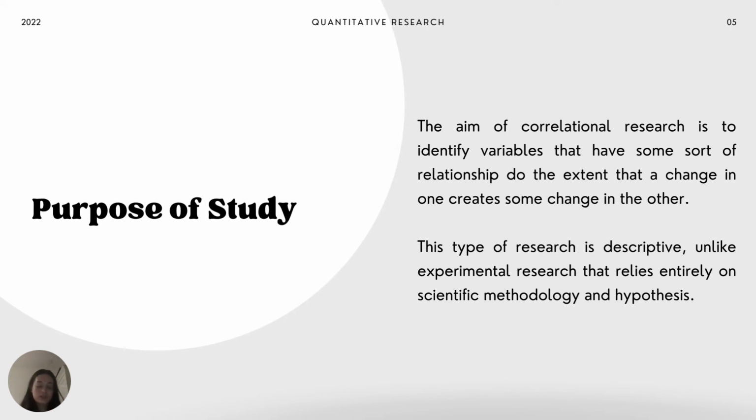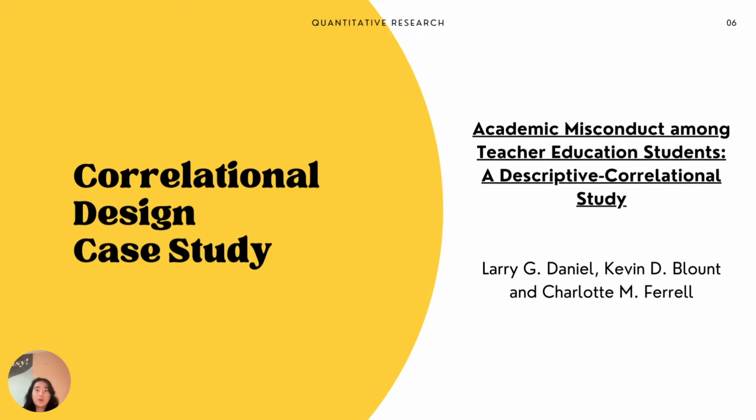The aim of this study is to identify variables that have some sort of relationship to the extent that a change in one creates some change in the other. And also, this type of research is descriptive, unlike experimental research that relies entirely on scientific methodology and hypothesis. So, after understanding the purpose of correlational design, it is important for us to understand it in a real life context, which is why we selected this research study entitled Academic Misconduct Among Teacher Education Students, a Descriptive Correlational Study, which was written by Daniel, Blount, and Farrell.